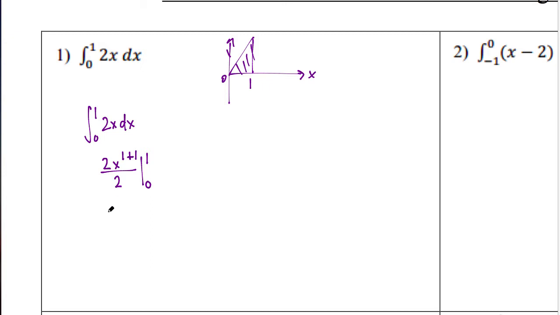So let me go ahead and simplify this real quick. The 2's cancel, and I'm left with just x squared, evaluated at 0 and 1. And then all this means is we have the upper bound minus the lower bound if you plug that in for x. So that would be 1 squared minus 0 squared. For us, that's just going to be 1. And that is this first integral.